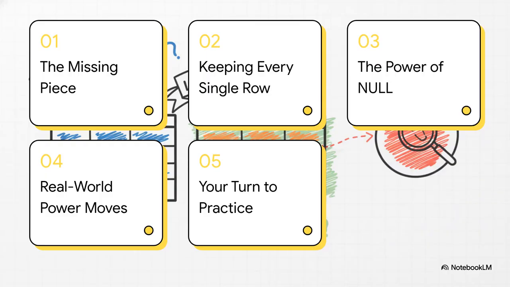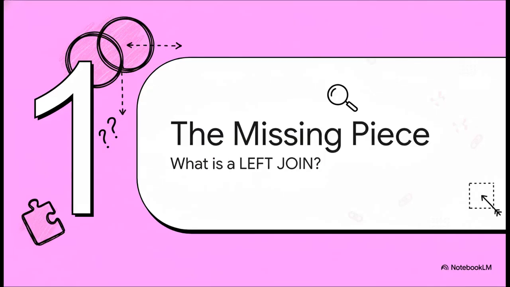So here's our game plan. We're going to start with what a left join actually is, then we'll see it in action. After that, we'll unlock the power of its secret weapon, a little something called NULL. Then, we'll get into some pro-level moves before letting you try it out yourself. Sound good? Let's go.